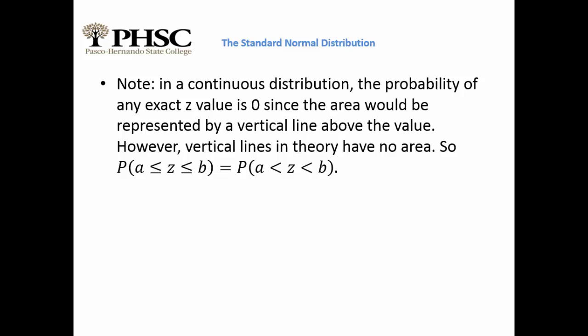In a continuous distribution, the probability of any exact z value is 0, since the area would be represented by a vertical line above the value, but theoretically, vertical lines have no area. So the probability that a is less than or equal to z less than or equal to b is the same thing as the probability that a is less than z less than b.